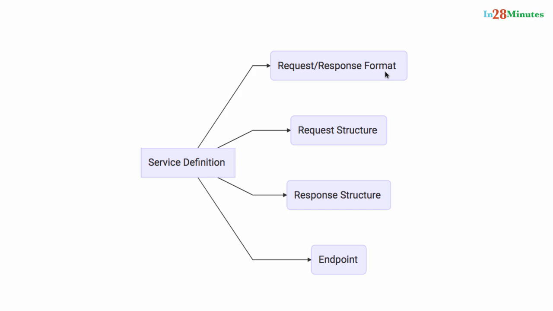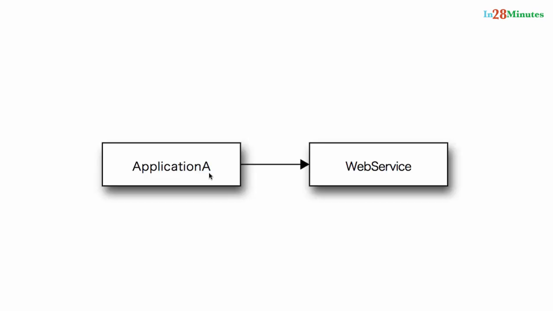It specifies the structure of the request. How can a consumer create a request? What is the format of the request? Also defined is the response structure. What is this structure of the response which is returned by the service? The last thing which is part of service definition is how to call the service. What is the endpoint? Where is the service available? So the application A wants to make use of the web service.